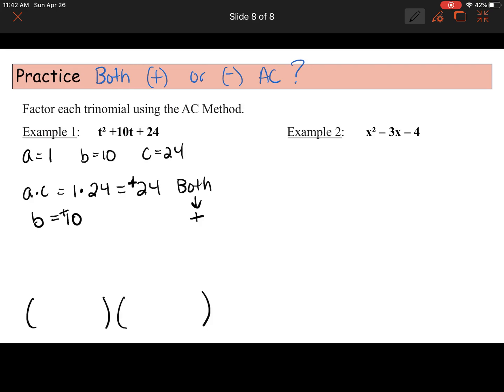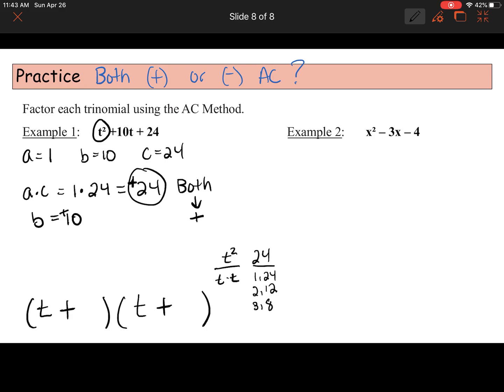So I'm going to go down to my parentheses. I'm going to put positives in both spots. So now I go and I figure out what do I put there. Well, my first term is t squared. T squared is the same thing as t times t. So I have t and t. I put a little squiggle on my t so it doesn't look like a plus. And then I take my AC. My AC is 24. Okay, and I write out the factors. 1 times 24, 2 times 12, 3 times 8, 4 times 6.